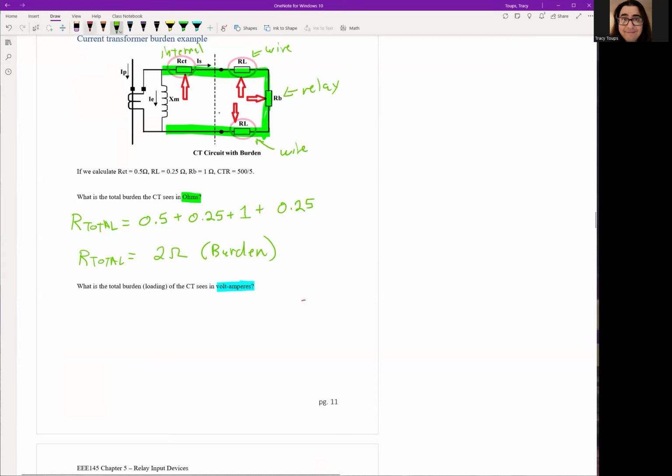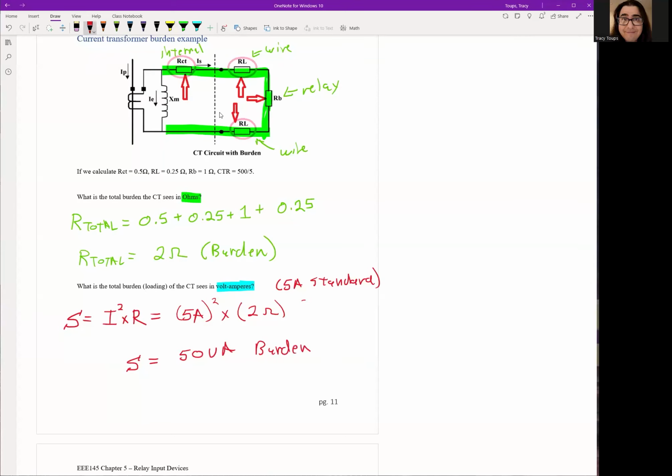Another way to do this is to figure out the power. How much power is drawing from the CT? Well, that's easy. It's in volt amperes. So S is volts times amps, or we can use Ohm's law to say it's I squared times R. In this case, remember, we typically say we have 5 amps standard. So we make sure our current is 5 amps, and we square that. What's the resistance of the circuit? Well, that is 2 ohms. We just figured it out. So we number crunch this, and the burden for this circuit is 50 volt amperes.